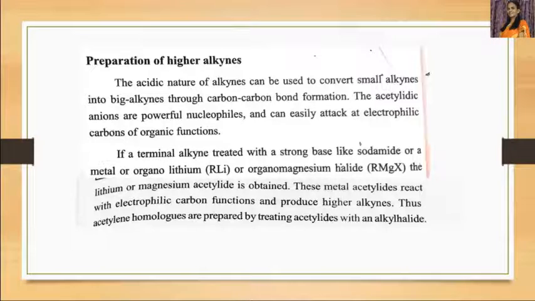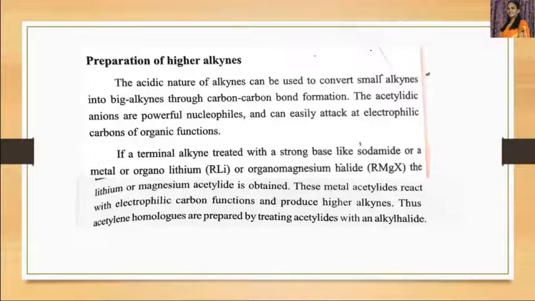These metal acetylides react with electrophilic carbon functions and produce higher alkynes. So these metal acetylides act as nucleophiles and go and attack the electrophilic carbon present in any functional group to form higher alkynes, that is, alkynes containing more number of carbons. And thus, acetylene homologues are prepared by treating acetylides with an alkyl halide.